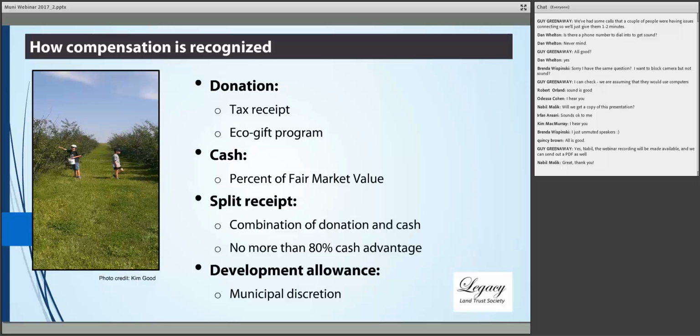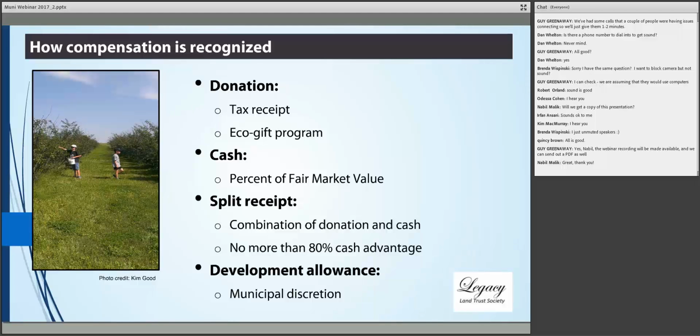The third option on the list there is called a split receipt, and this is where the landowner could receive a combination of, I said donation and cash, it should say tax receipt and cash, sorry, my typo. They would receive a combination of a tax receipt and cash. That's based on the assessed value of the easement, and I'll explain that process in a moment. But they cannot receive more than 80% of that value as cash.